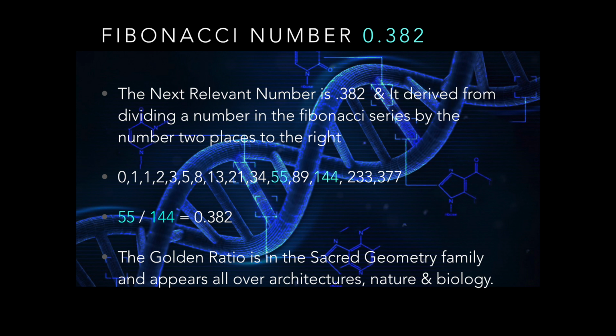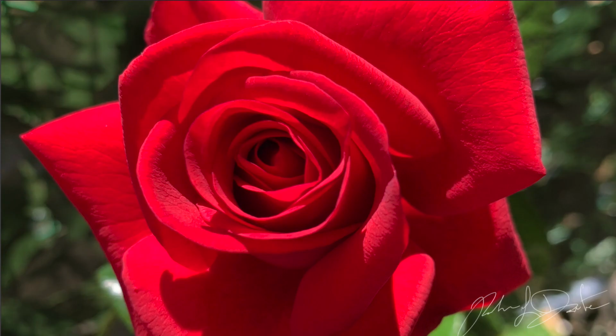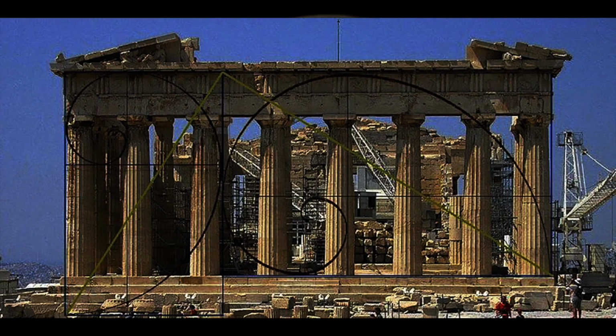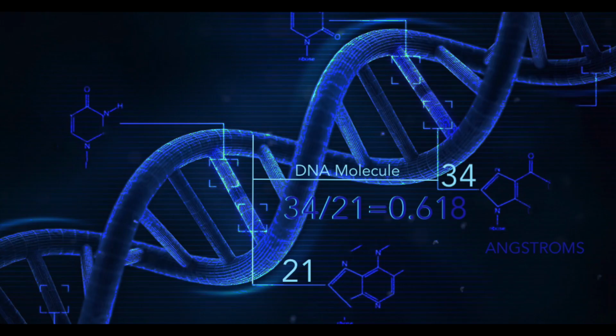As I've said before, this number is universally important. It appears all over nature, in our biology and architecture. For example, think about a DNA strand or DNA molecule, even the most basic fundamental component of human existence. It follows the Fibonacci sequence. If you take the length and divide it by the width, 34 divided by 21, it equals 0.618. So it is pretty much everywhere.